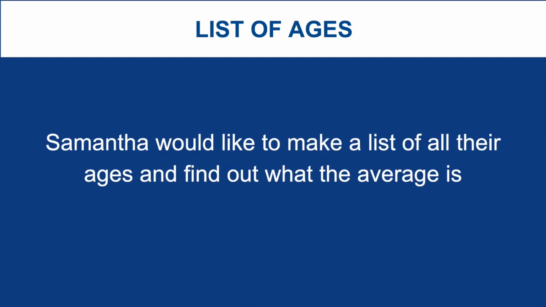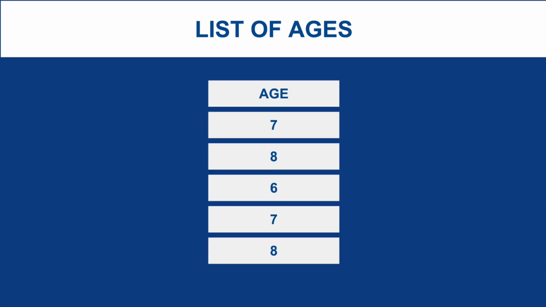So Samantha's pretty smart, and Samantha would like to make a list of all of their ages and find out what the average is. I'm not exactly sure if that's part of the curriculum of a 2nd grader, but who cares? Here's a list of all the ages of all the kids. So we have 2 7-year-olds, 2 8-year-olds, and the youngest is a 6-year-old. We have 8 twice, 7 twice, and 6 once. So in a programming list, you can also have repetition.